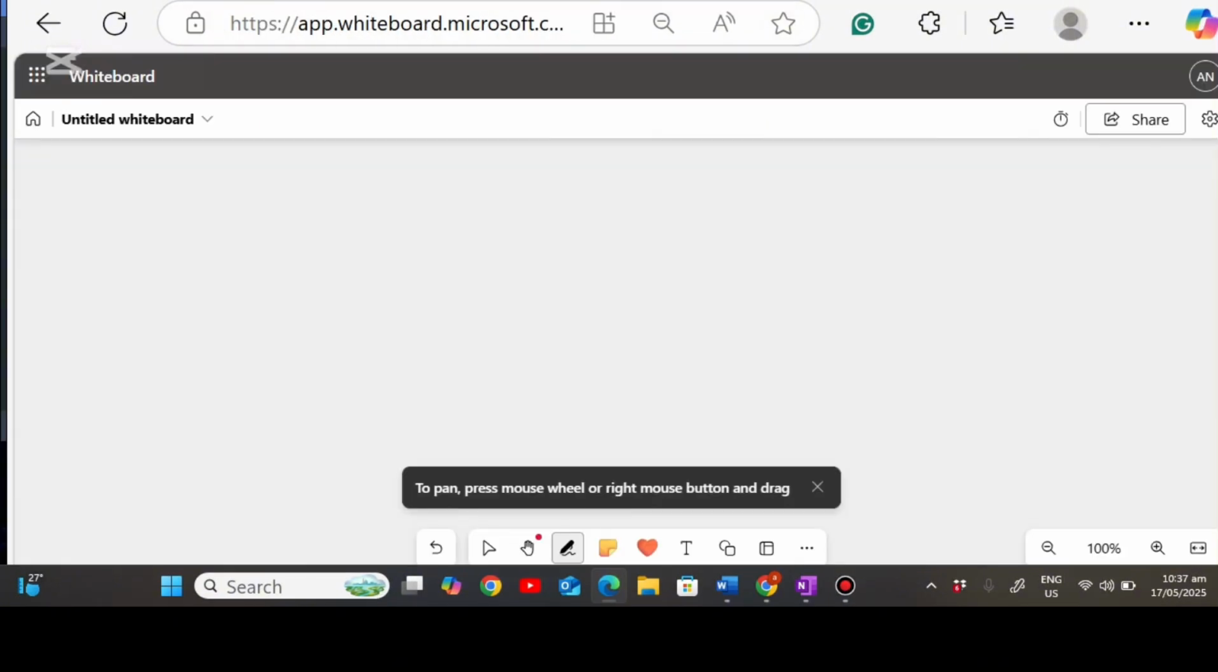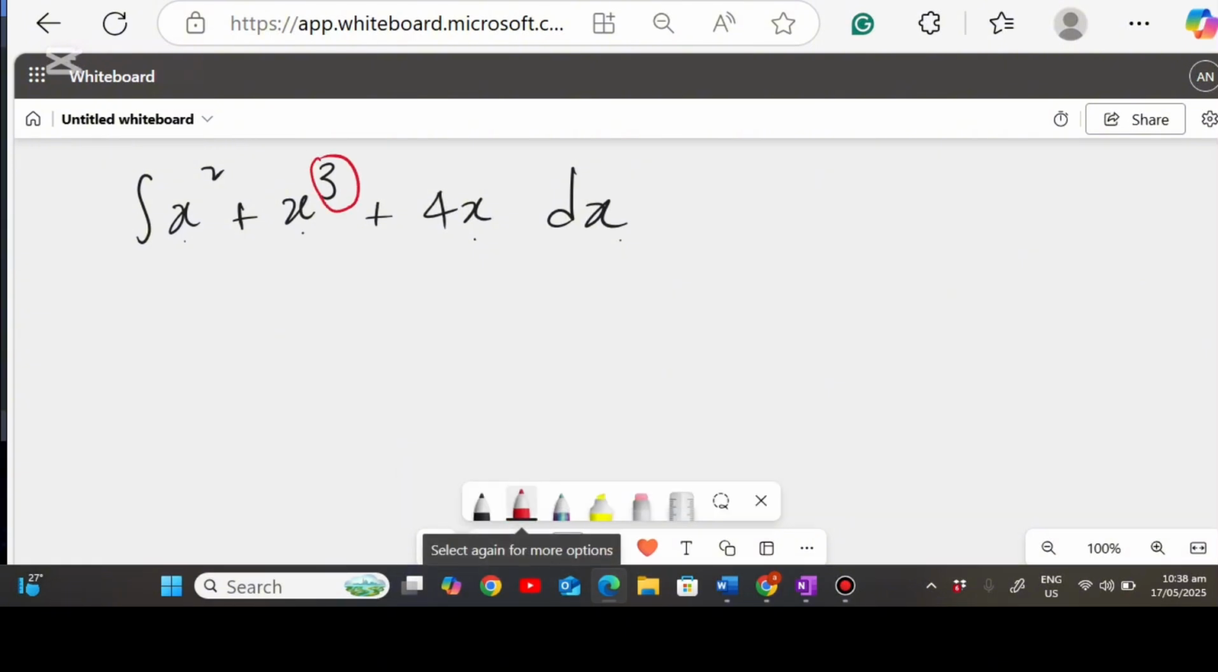So we can do a bunch of examples here. If I tell you to find the integral of x squared plus x cubed plus 4x dx, we will integrate each of these terms separately with respect to x. There's a small error in my problem because the highest power should always be written first. So I'll just rewrite this: x cubed plus x squared plus 4x dx.